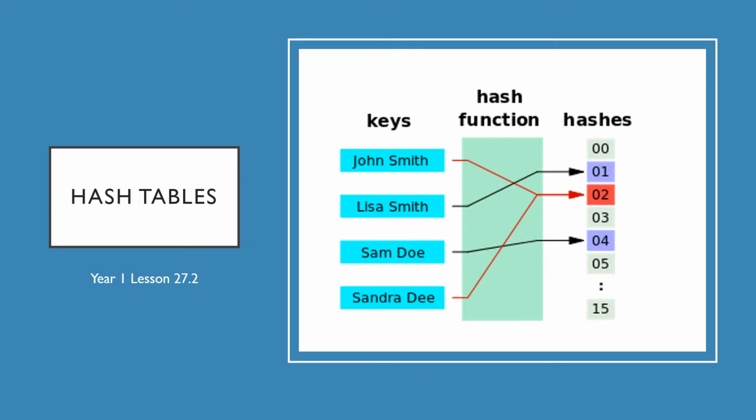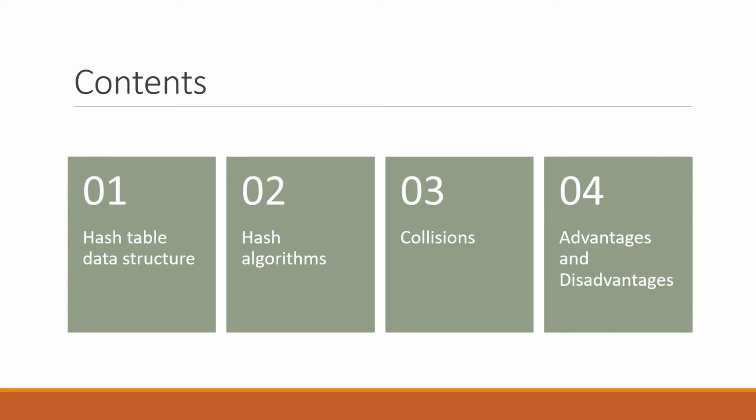In this lesson, you'll learn about hash tables. Hash tables are an easy way of storing data in a table form for quick retrieval. In this lesson, you'll find out what the hash table data structure is, what hashing algorithms are, the problem of collisions, and the advantages and disadvantages of using a hash table.